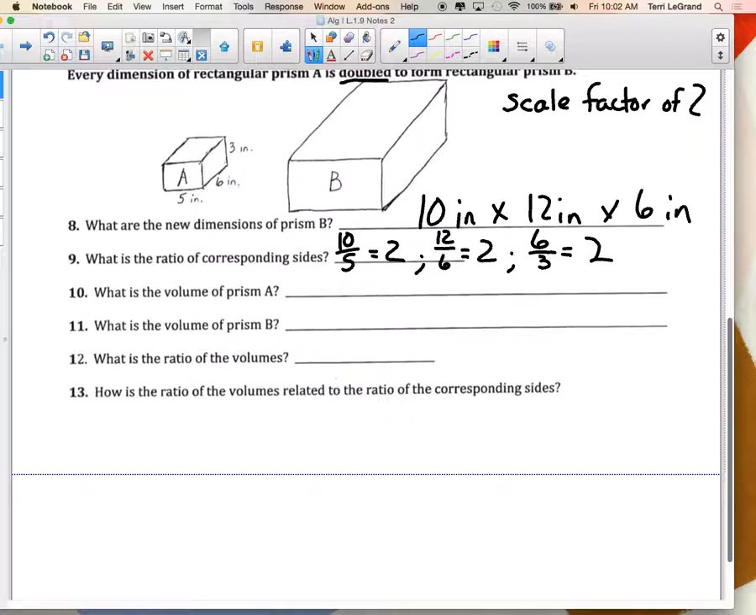Probably not. What is the volume of prism A? How do we find the volume of a prism? If it's a rectangular prism, we do length times width times height. Well, that's easy enough, right? So volume for prism A, 5 times 6 times 3. 5 times 6 is? 30. And 3 times 30 is? 90. And the label is? Inches cubed. Good job. Inches cubed. Inches times inches times inches. We have 3 factors of inches. Okay, find the volume of prism B.